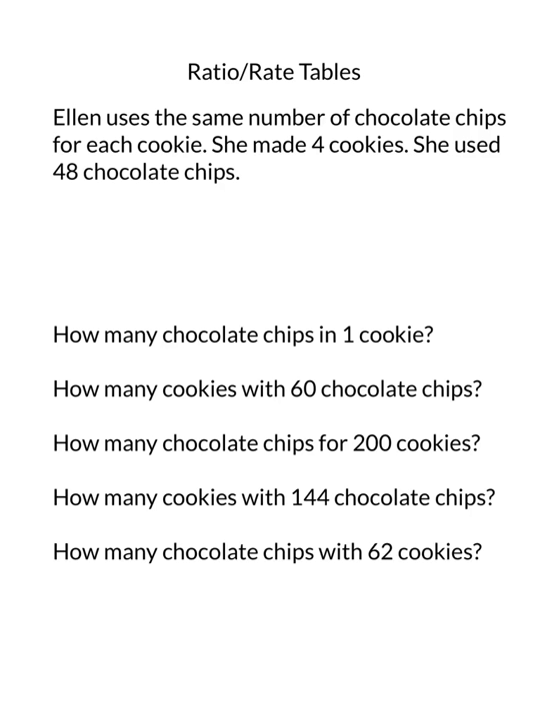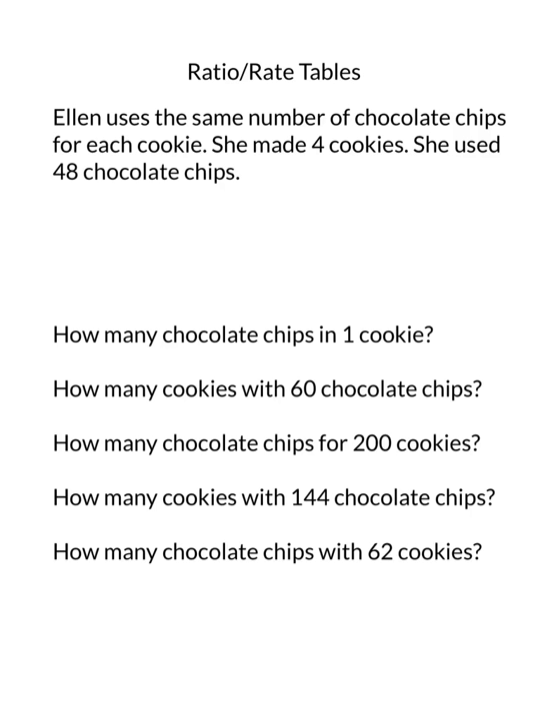Now we are going to move on to ratio rate tables. These tables are really helpful to solve ratio problems such as this one. Ellen uses the same number of chocolate chips for each cookie. She made 4 cookies. She used 48 chocolate chips. So I'm going to make a table to help me solve this.